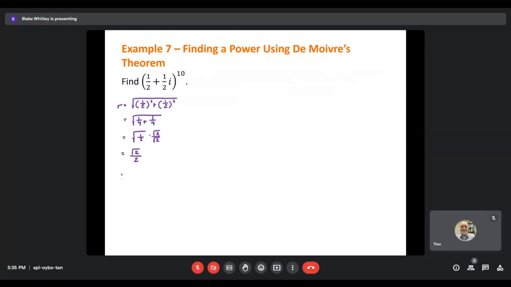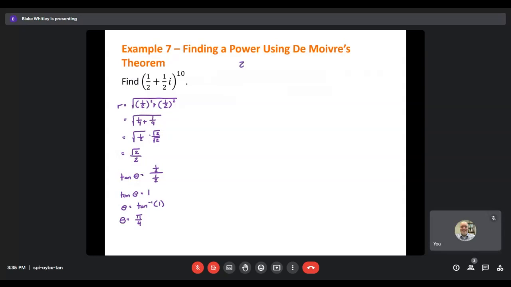All right, now we need to find our theta value. So tangent theta equals b over a, so 1/2 over 1/2. That means tangent theta is going to be equal to 1. So when we do our inverse here, we look back at the original point. Both values are positive. That means we're in the first quadrant. Inverse tangent of 1 in the first quadrant is going to give us pi over 4.